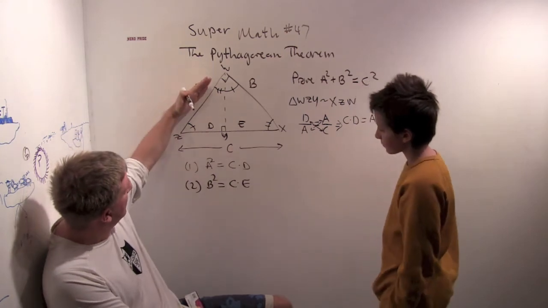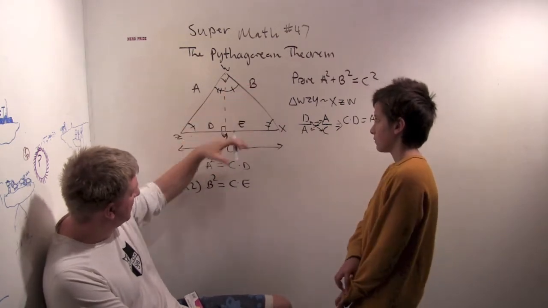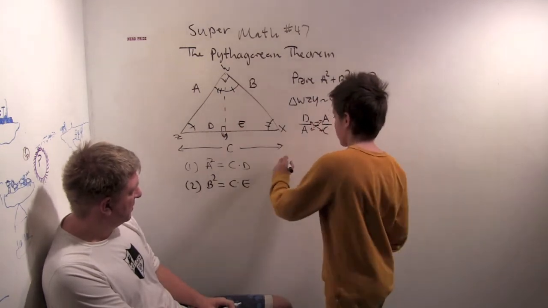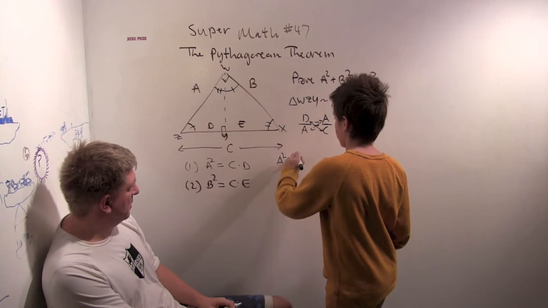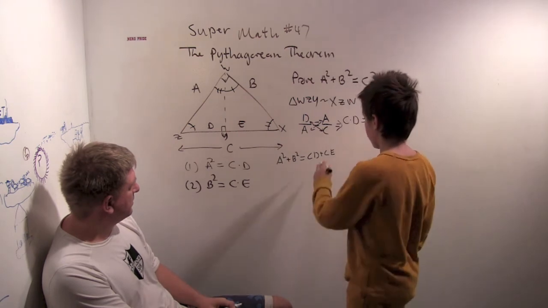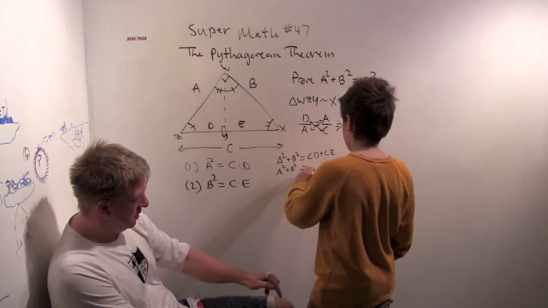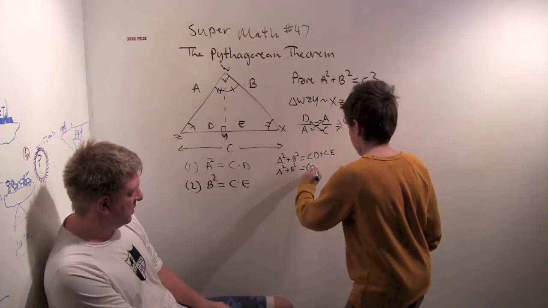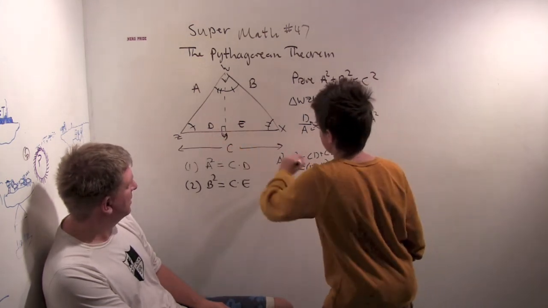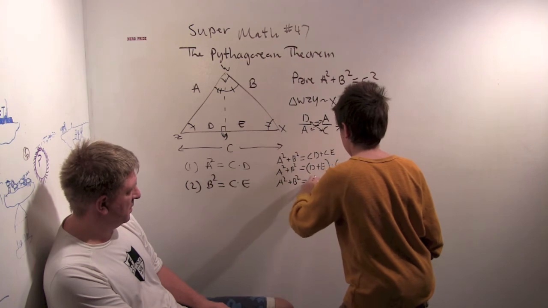So you can imagine A squared is D times C from this triangle. Same idea, B squared is C times E in that triangle. And how does that help us prove our theorem? So I'm going to add these two equations together. So we get A squared plus B squared is CD plus CE. And now I'm going to factor C out of this side. A squared plus B squared is D plus E times C. But D plus E is C. So A squared plus B squared is indeed C squared.